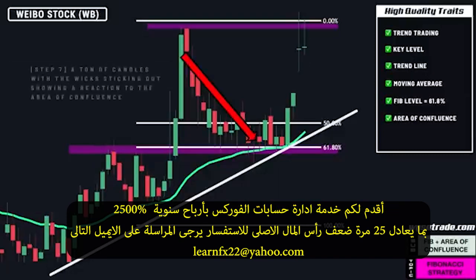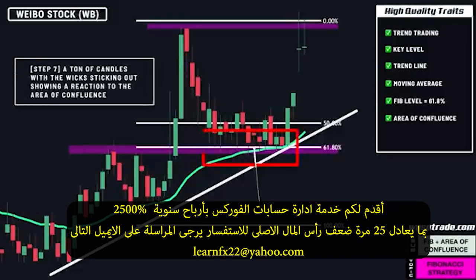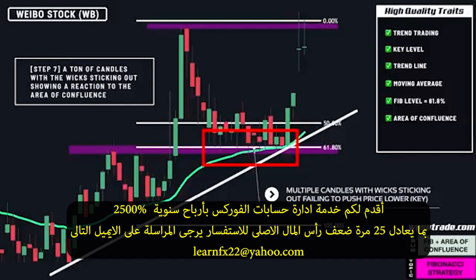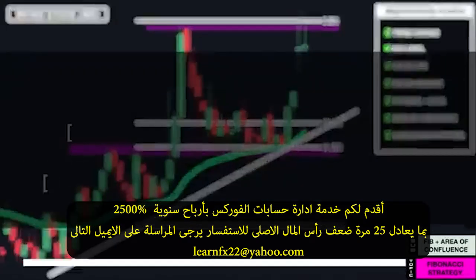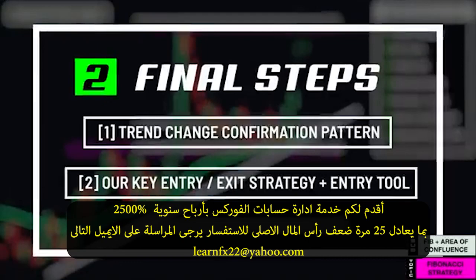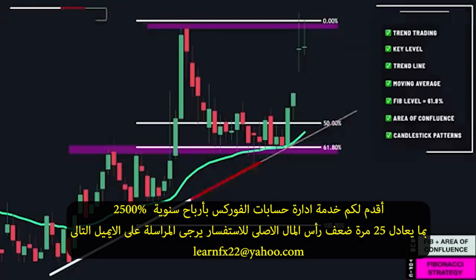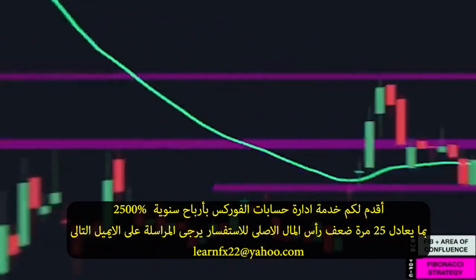As price pulled back to the level, you had a ton of candles that tried over and over and over again to push lower but failed. This all shows a clear reaction to the area of confluence. You then need the final two steps again. So let's do this one more time.